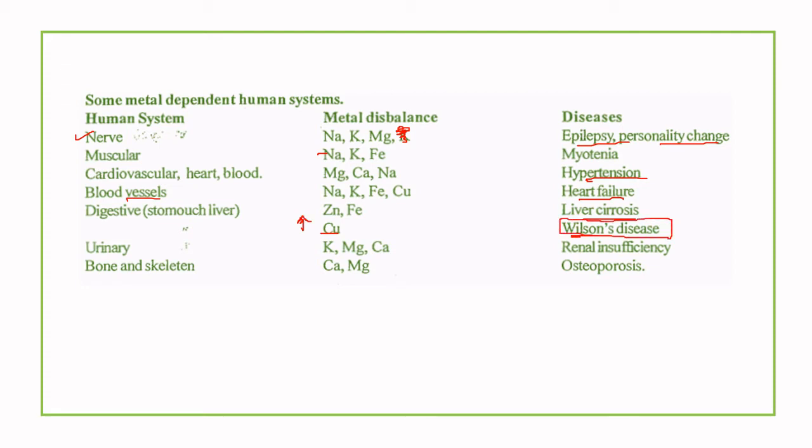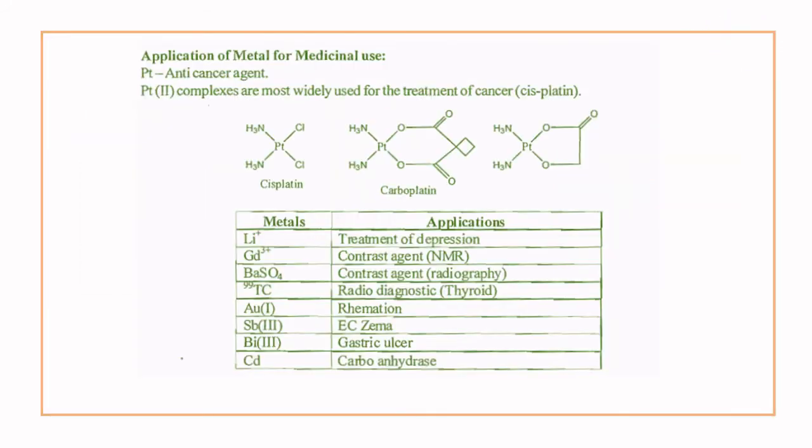Previously asked question: excess of copper results in Wilson disease. Urinary: potassium, magnesium, calcium, renal insufficiency. Bone and skeleton: calcium, magnesium, osteoporosis. So these are some metal dependent human systems. Then comes application of metals for medicinal use.